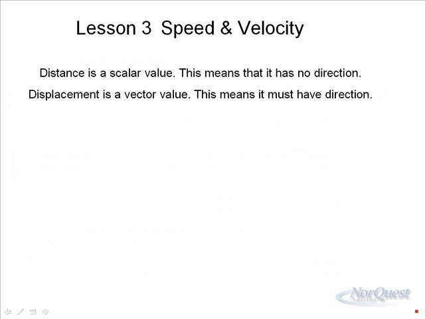So the big difference between speed and velocity comes from the difference between distance and displacement. Distance is a scalar. Scalars have no direction. Time and money are examples of scalars. Money cannot have direction. Temperature is another example of a scalar. You can have a positive or a negative temperature, but you can't have a temperature that's 15 degrees north, or you can't have $20 southwest.